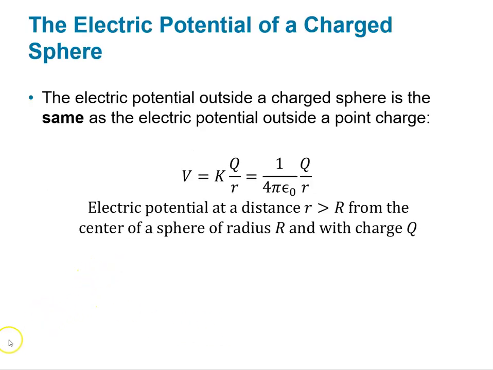All right. Now we're going to look at the electric potential of a charged sphere. So this is the 3rd case. We've already looked at the parallel plate capacitor and the point charge, and now we're at the charged sphere. So the electric potential outside a charged sphere is the same as the electric potential at a point outside a point charge. So electric potential is equal to K times Q divided by R, except now Q is the charge of the sphere, and R is at a distance that's greater than the radius of the sphere.